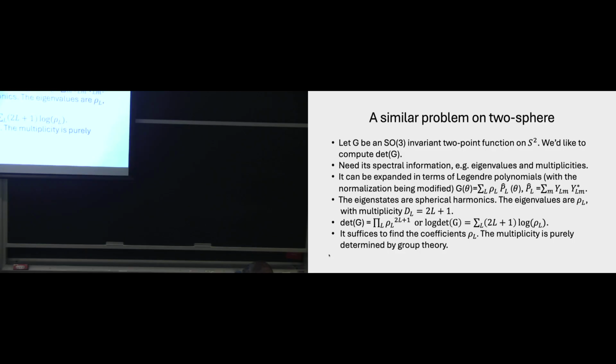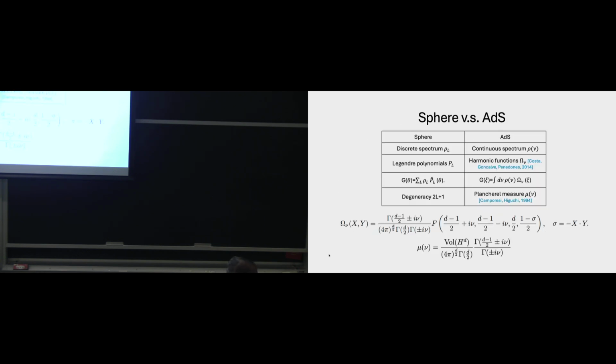We can do a similar thing on AdS. To find the rho L, we can just integrate G against the Legendre polynomials because of the orthogonality relation. Here is a table summarizing the comparison between sphere and AdS. On the sphere, the spectrum is discrete, so rho L takes values in integers. But on AdS, the spectrum is continuous because the space is non-compact, so the spectral density becomes a function of nu. Nu is a real number in this case.